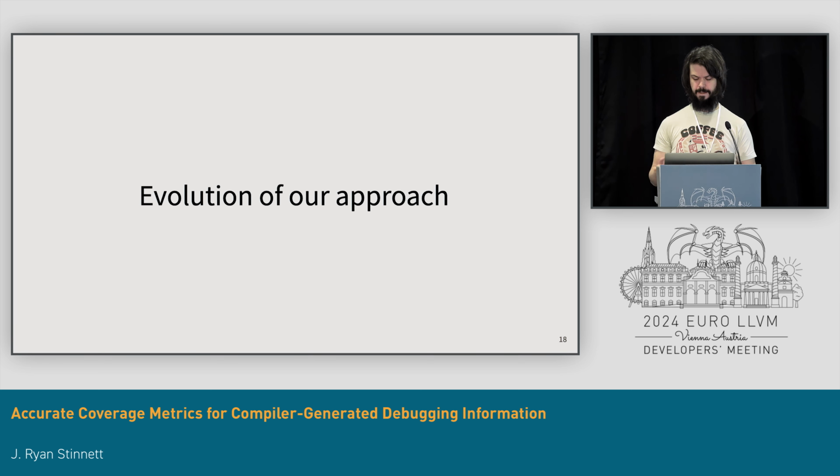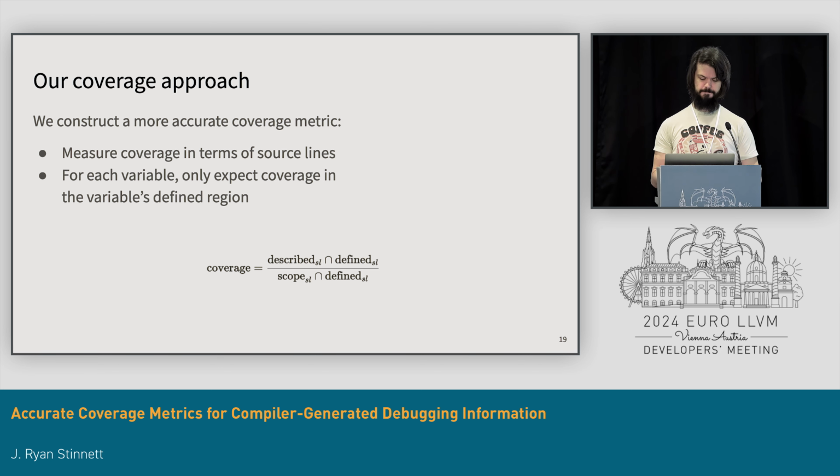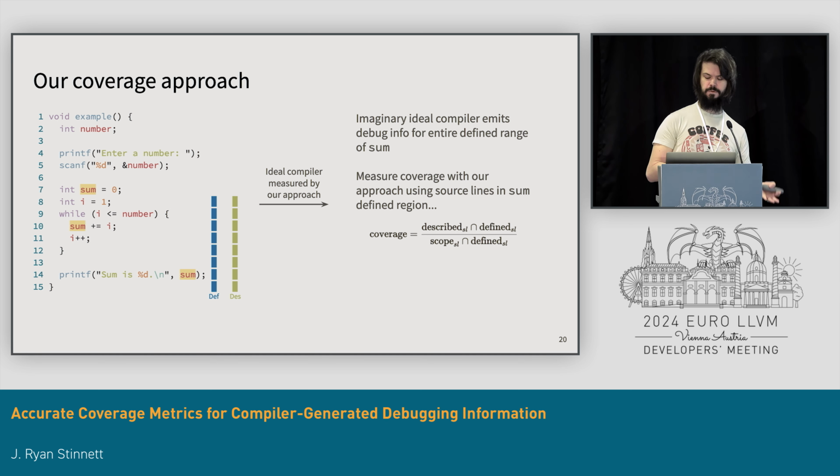All right, so let's take a little look at the approach we came up with in a few steps. We tried to think of what a more accurate approach might be to measure debug info coverage. One of the things we changed was, let's look at this in terms of source lines. That will better match the user experience, and it also gets around some of those compiler-specific and option-specific issues we were talking about before. And then for each variable, we want to measure just the coverage in that variable's defined region. Okay, so coming back to this example again, let's look at what an ideal compiler might do using this approach in terms of source lines.